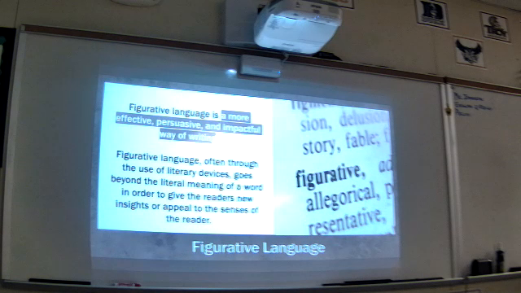So, figurative language, we hit on that a lot during poetry, all right? It's a more effective, persuasive, and impactful way of writing. Literary devices that you use go beyond literal, which is what you guys are dealing with now as you work through your critical analysis. In order to give the readers new insights or appeal to their senses, I want you to see it, feel it, and hear it.